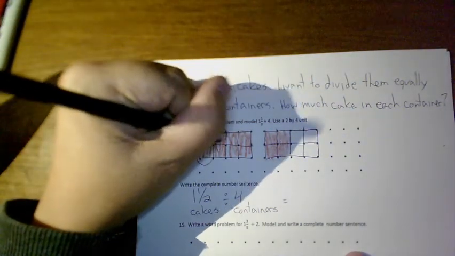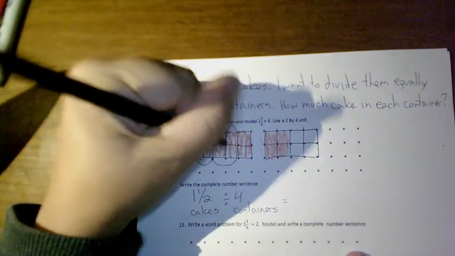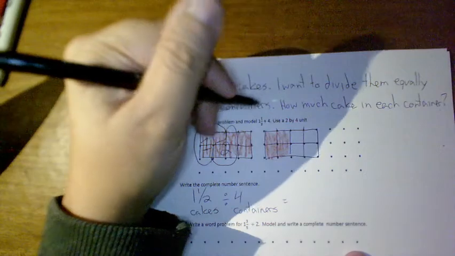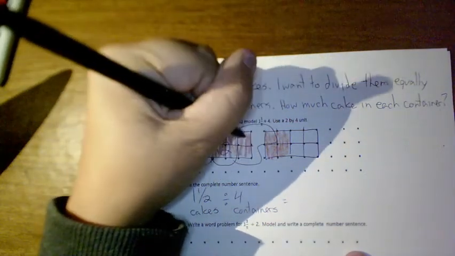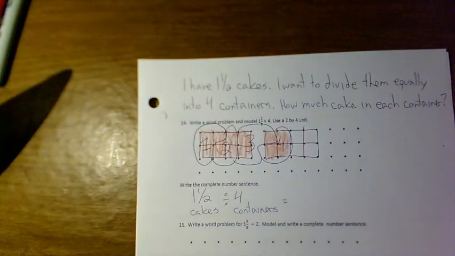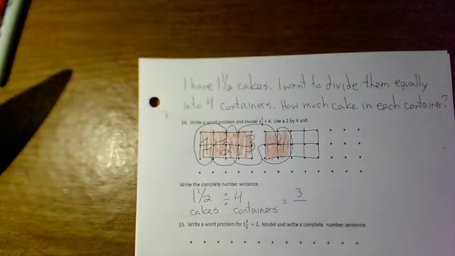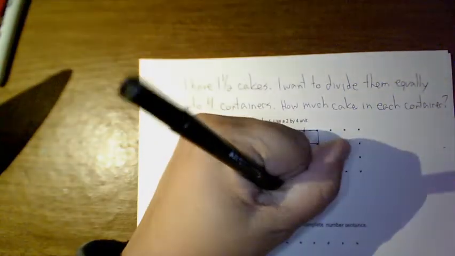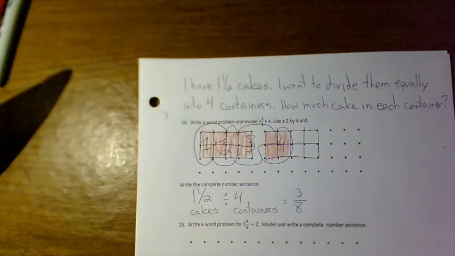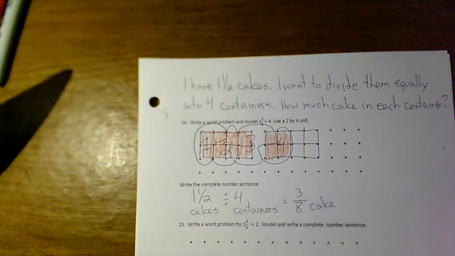So these 3 slices would go in container number 1. These 3 slices would go in container number 2. These 3 slices would go in container number 3. And then those 3 would go in container number 4. So each container is getting 3 pieces of cake. And it takes how many of those pieces to make a full-sized cake? There are 8 of them. So our answer would be 3/8 of a cake per container.